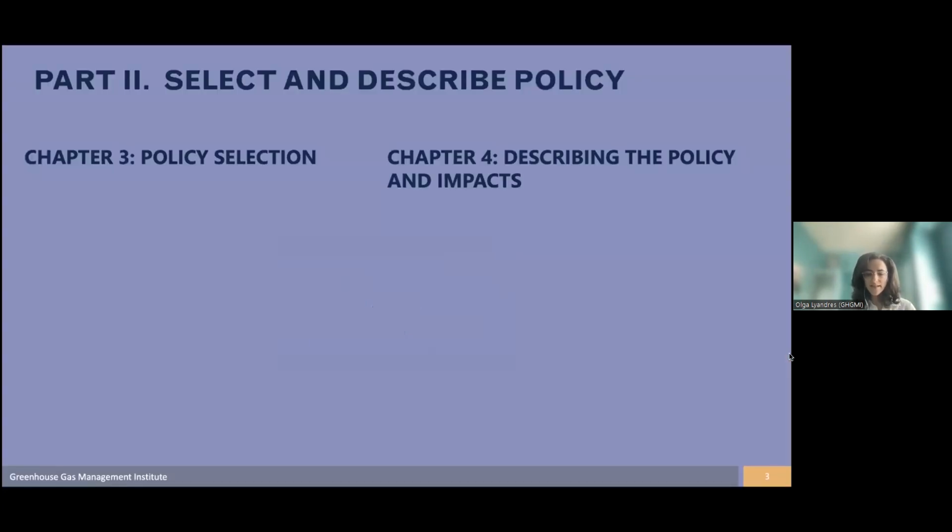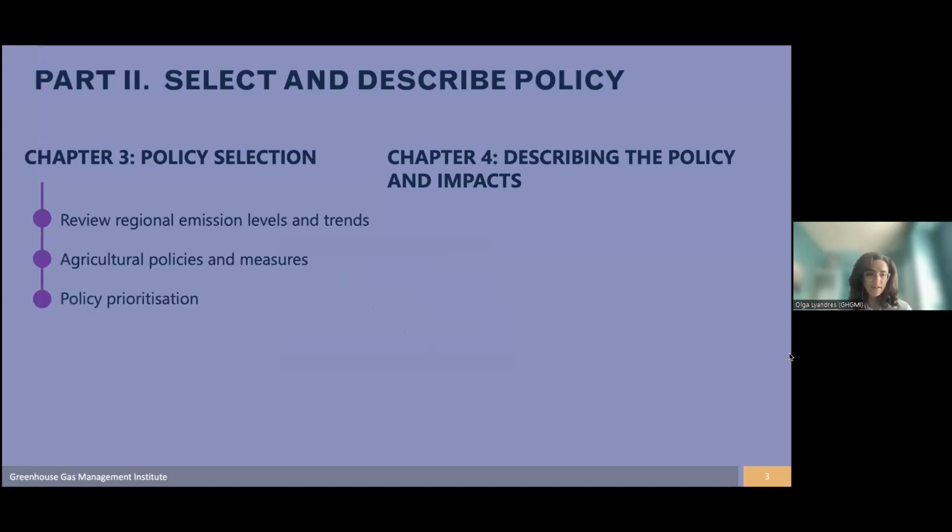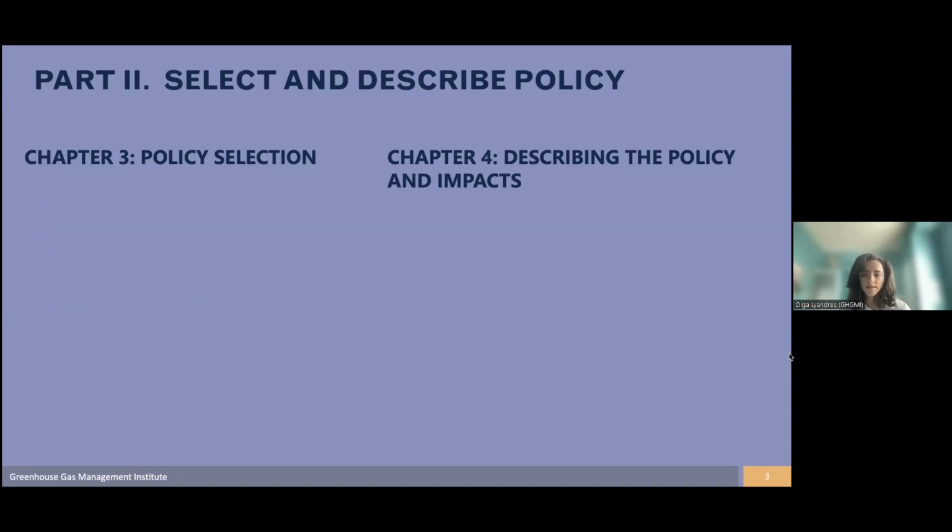The second part of the assessment provides guidance on selecting and describing the agricultural policy to assess. It's composed of chapters 3 and 4. With chapter 3, the users can review trends in emissions, common agricultural mitigation measures, and policy instruments. And then they can go through a process to prioritize and select a policy for assessment. If the team already has a clear idea about which policy they want to assess, they can spend less time on chapter 3 and move forward with describing the policy.